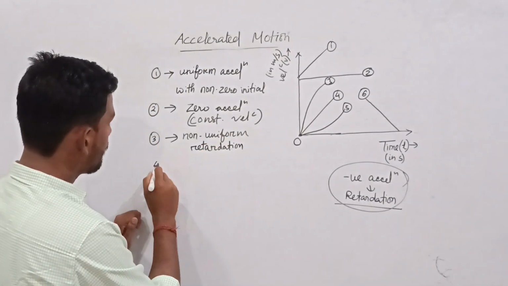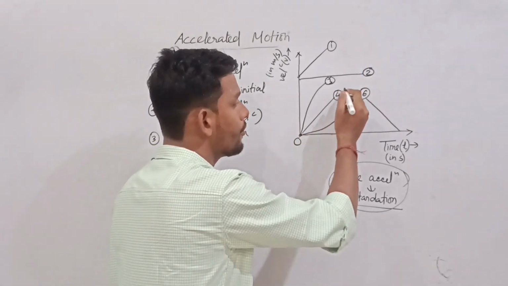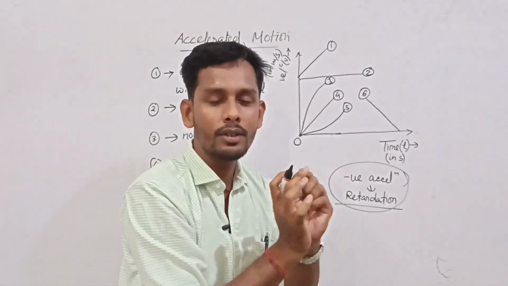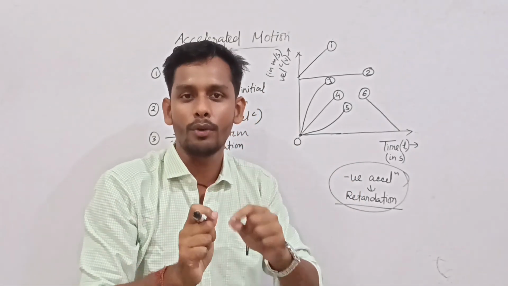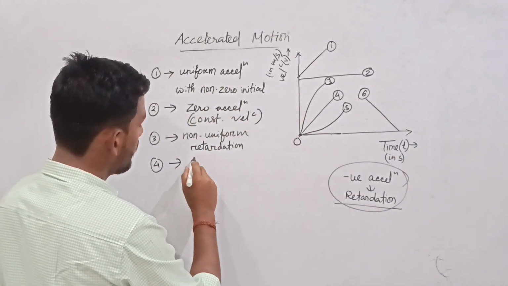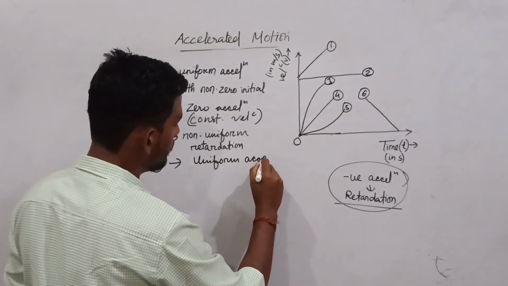Then graph number 4, it is also uniform. It is also uniform with zero initial point. Means suppose the vehicle has just started, the initial velocity is zero, it started from rest. It means graph 4 explains uniform acceleration.